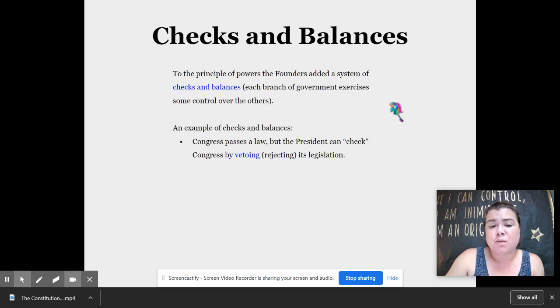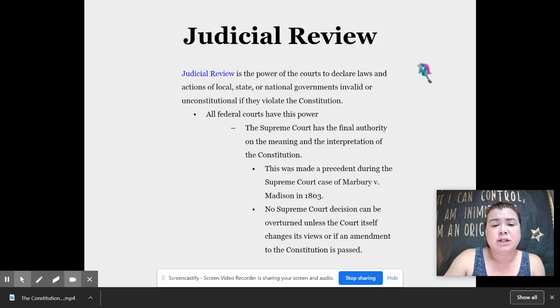The judicial branch can override Congress when they state that a law is unconstitutional, if the law is found to be unconstitutional. So there are many checks and balances built into the system, and it is designed that way so one branch doesn't have the entire power over the other two branches.